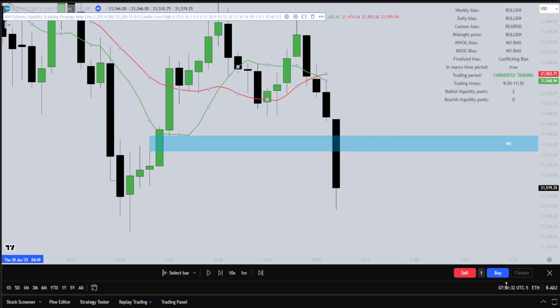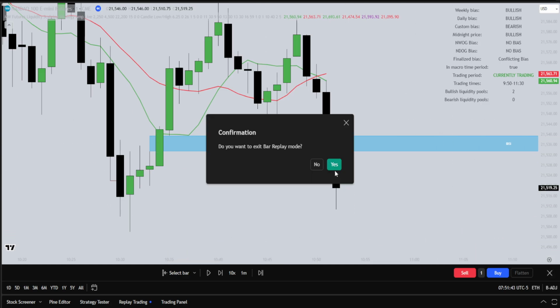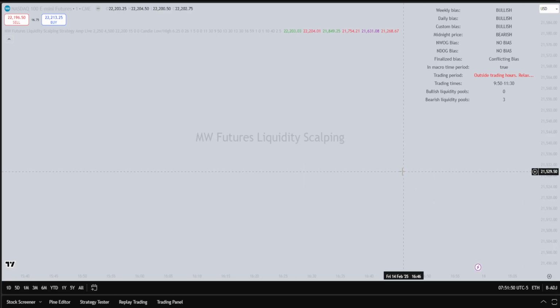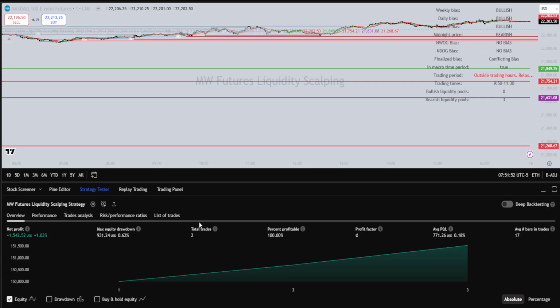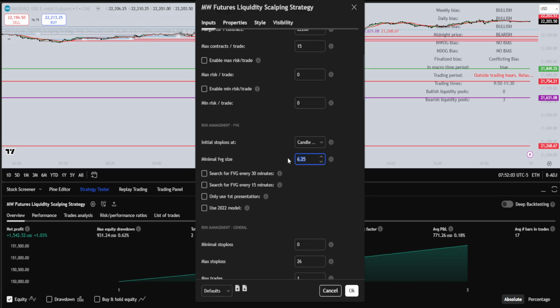Okay, there we go. So right now, with putting our minimum fair value gap requirement at 6.25 handles, this fair value gap trade has become invalid. Let's see what the results of that are. Huh. This is way better. So right now, we do not have any drawdown. We only have wins. So this would be a valid trade or model to be using with 6.25 handles.